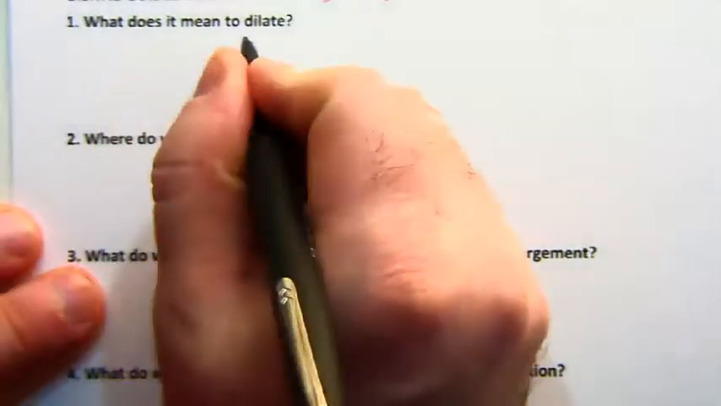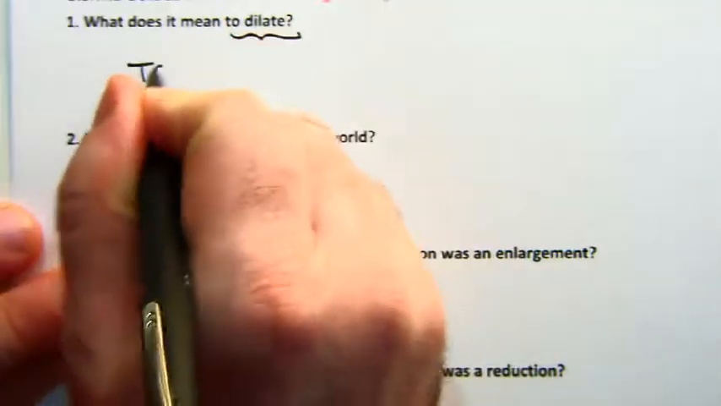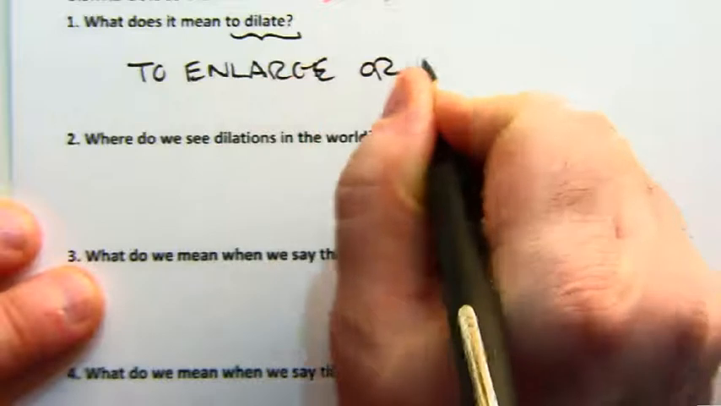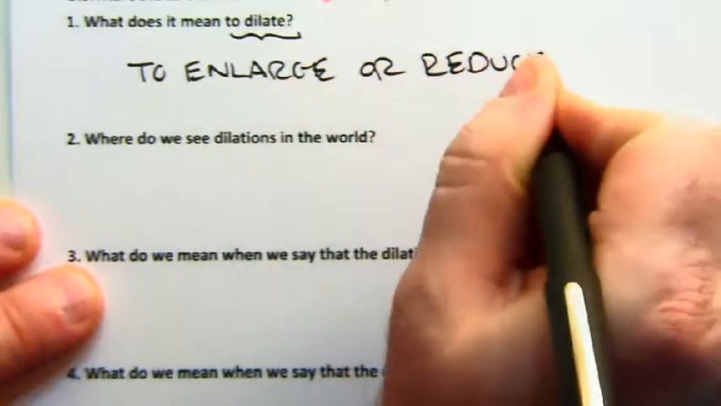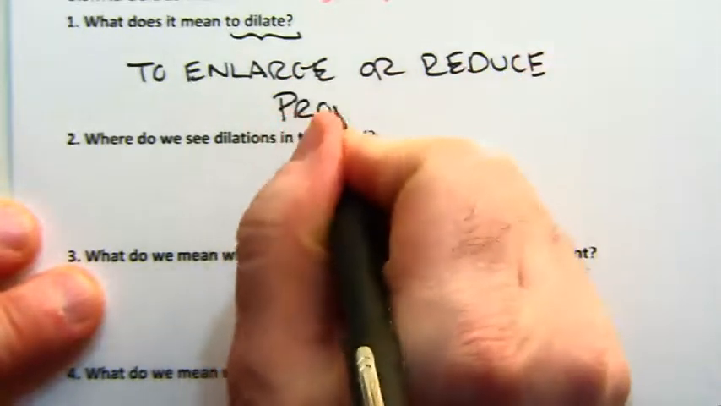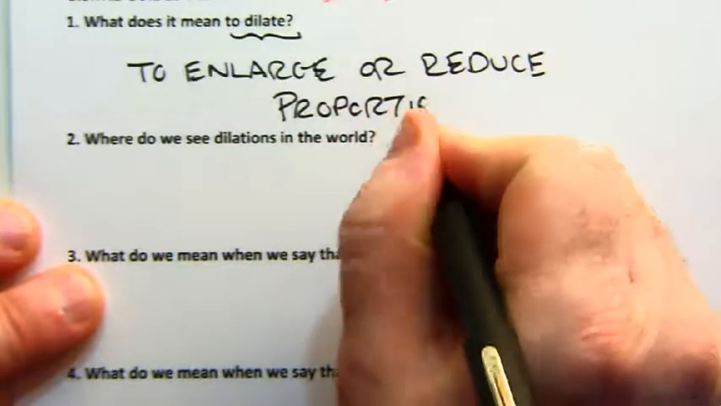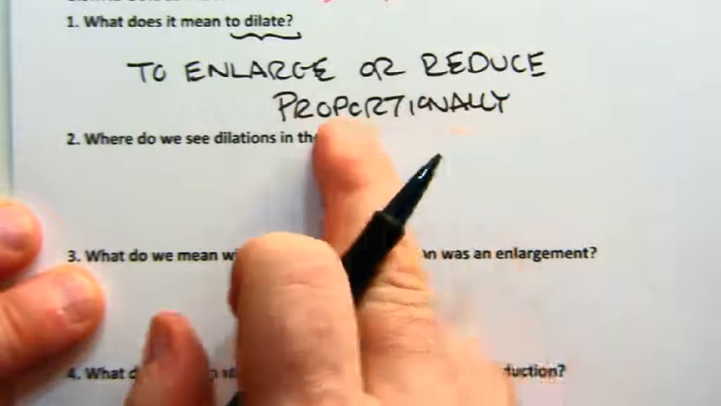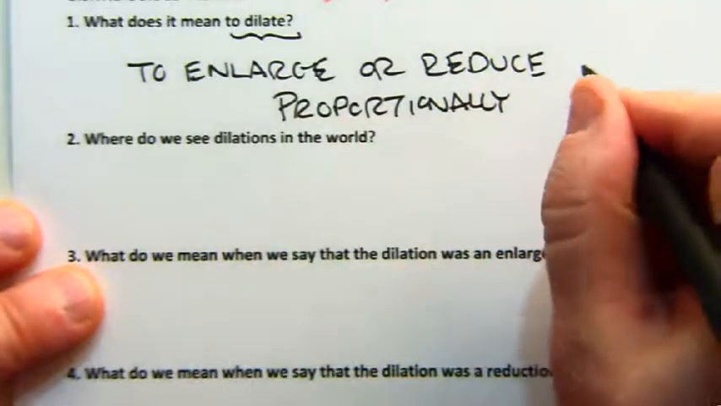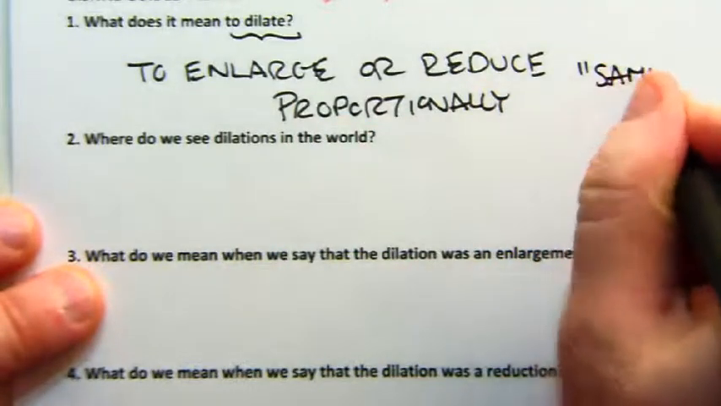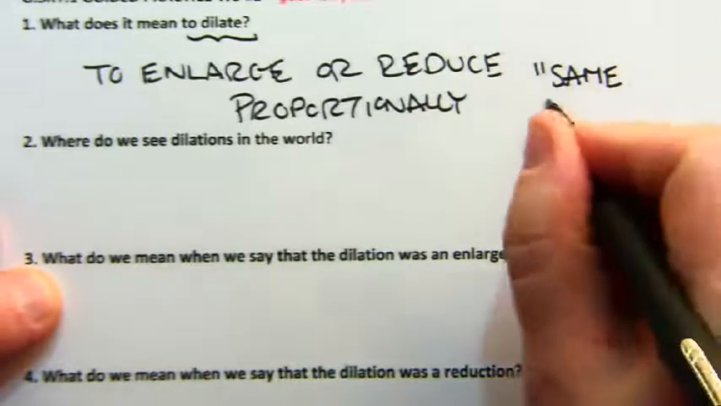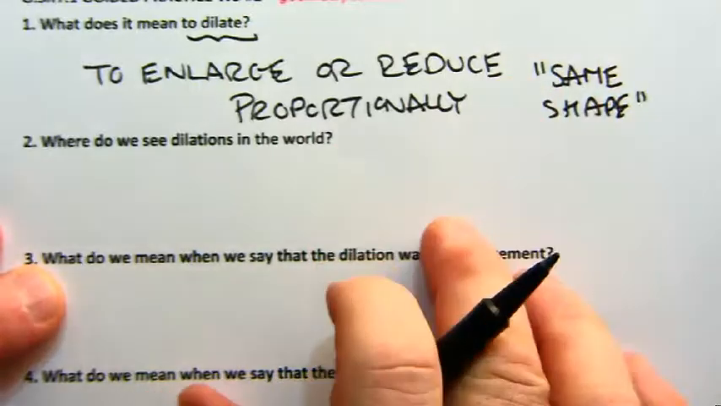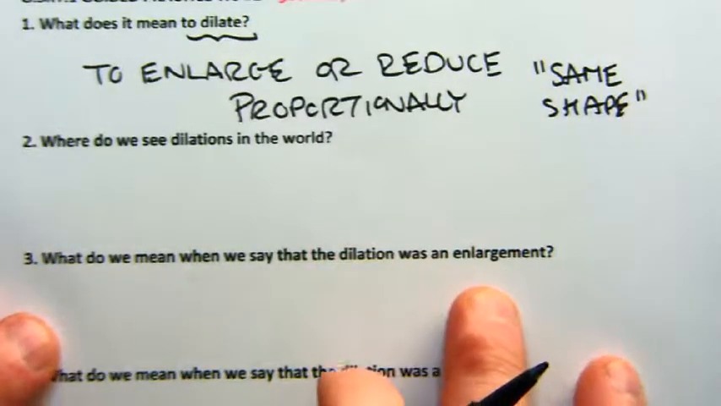Well, basically to dilate something means to enlarge or reduce proportionally. So we're going to get things bigger or smaller, but it has to be proportional. In other words, the key there is the same shape. Things will get bigger or smaller based off of a proportional value.